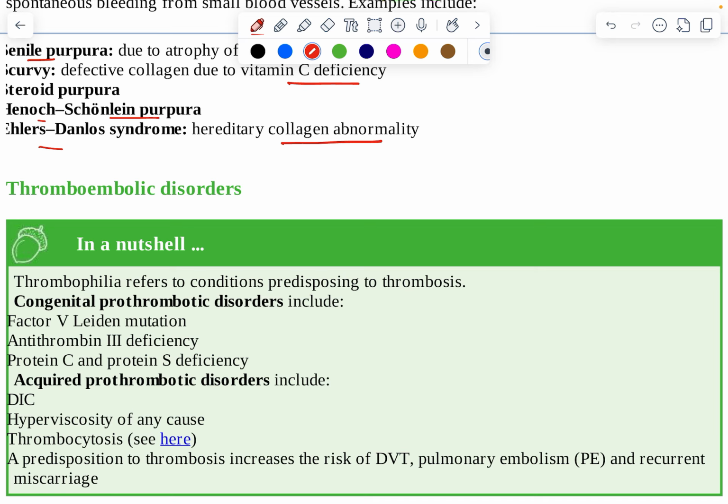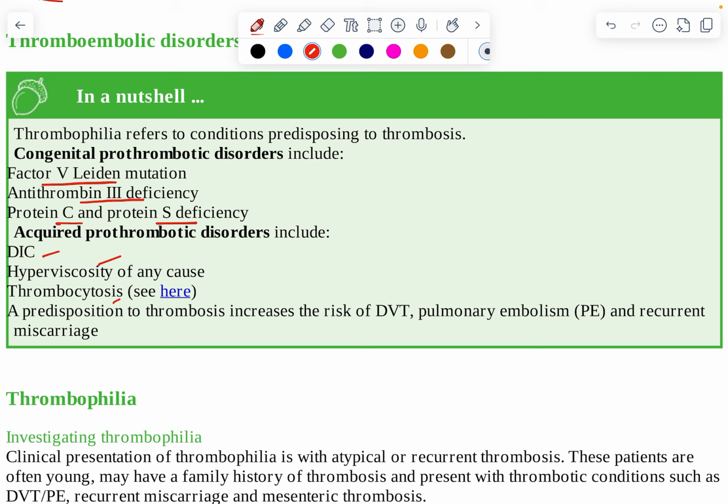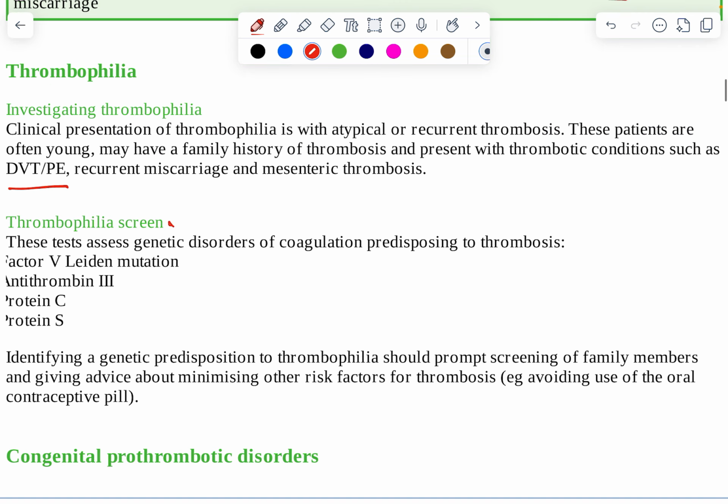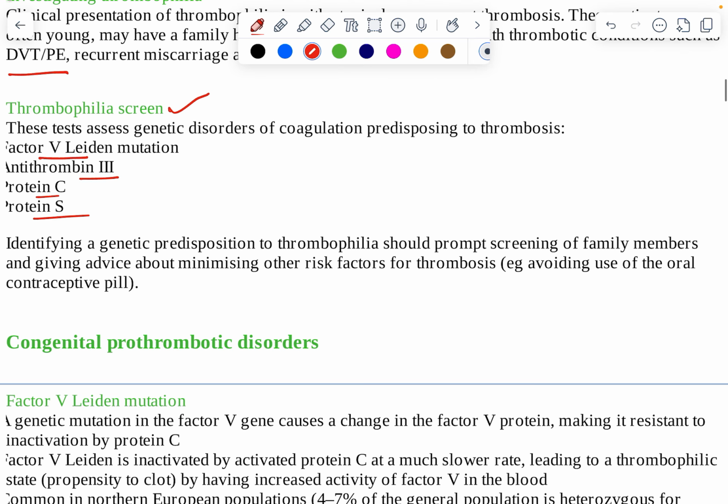Thromboembolic disorders: there is thrombosis as well as embolism. Congenital prothrombotic disorders include factor 5 Leiden mutation, antithrombin 3 deficiency, and protein C and S deficiency. Acquired disorders are DIC, increased viscosity, and thrombocytosis, predisposing to thrombosis and pulmonary embolism. Thrombophilia is an atypical disorder. Patients are often young, with a family history of thrombosis and a history of DVT. What is the investigation you are doing? Tests include factor 5 Leiden mutation, antithrombin 3, protein C and S. These are the screen. Identifying the genetic predisposition to thrombophilia should prompt screening of the family members.